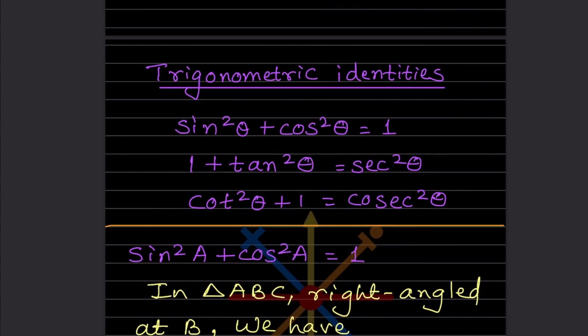So now let us see some of the trigonometric identities. There are 3 identities here. Sine square theta plus cos square theta is 1. Then 1 plus tan square theta is sec square theta, and cot square theta plus 1 is cosec square theta. In some cases we can also put A in place of this theta.